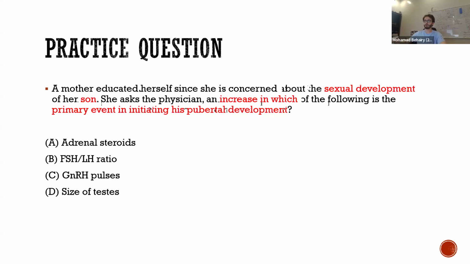Exactly, it's C. GnRH pulses. So we start with the GnRH pulses. Then increase LH-FSH. Increase testosterone, increase size of testes. You're not wrong, but this is why you guys have to focus on reading a question. The question here is not asking for the correct answer. It's asking for the primary, the first thing. You could have more than one right answer, but only one fits what the question wants.